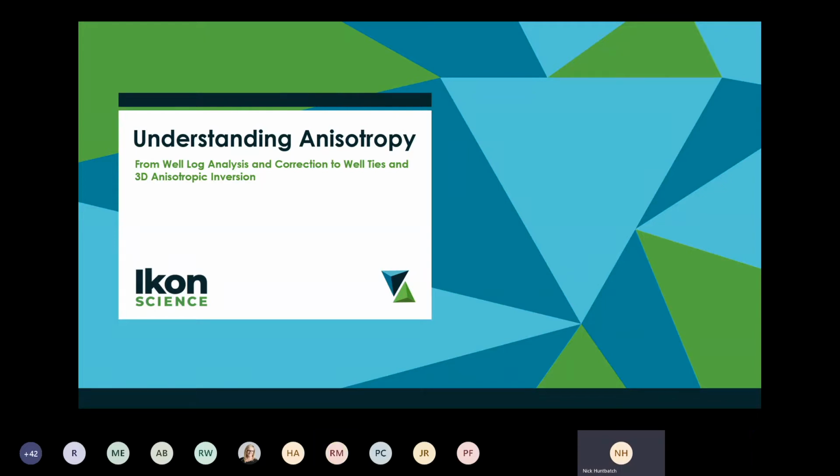And hello, everybody. So today I will be talking to you about anisotropy, specifically elastic anisotropy, and the potential impacts it can have on our subsurface prediction workflows and how we might be able to handle it better and therefore improve the predictions that we make.